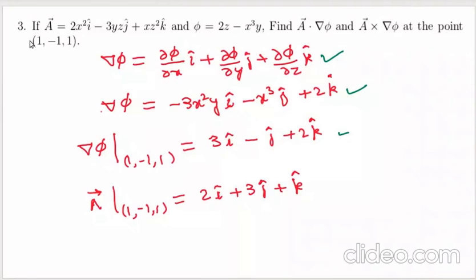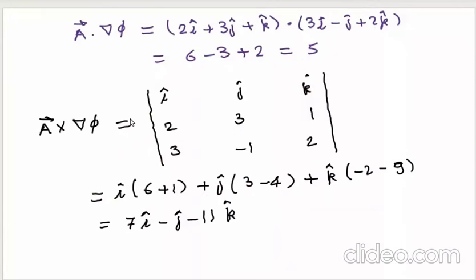Similarly, this vector a at this point can also be calculated by putting the corresponding values of x, y, z. So this a vector will be 2 i cap plus 3 j cap plus k cap. Now we just have to use these two vectors to find the dot product and the cross product. So the dot product of 2 i cap plus 3 j cap plus k cap dot 3 i minus j plus 2k will give you 5 only.